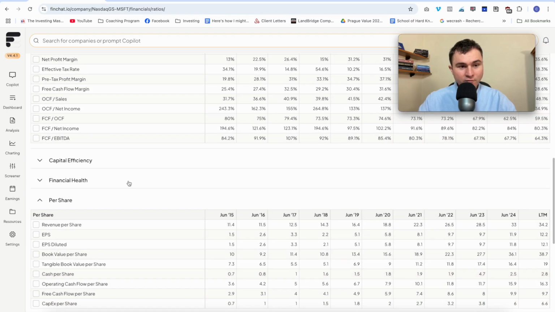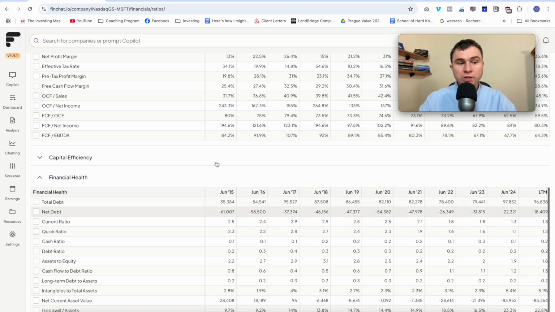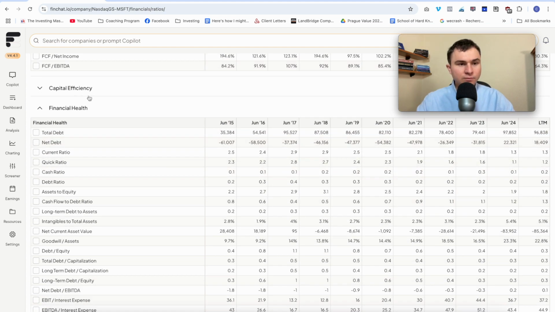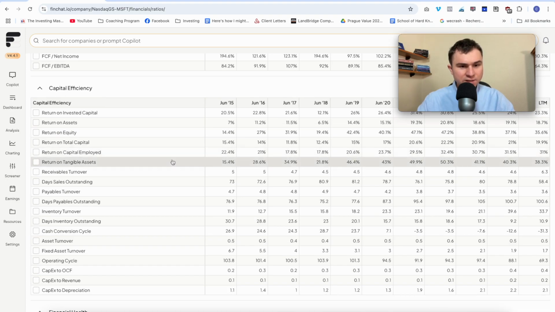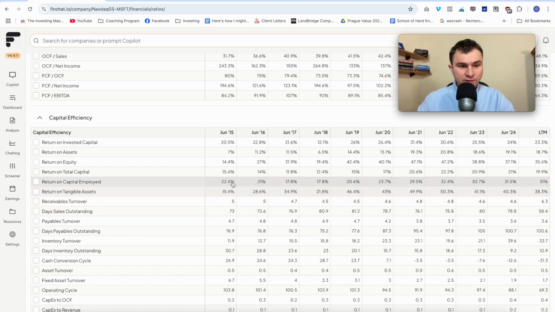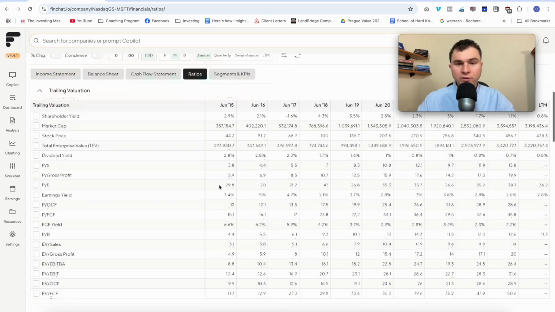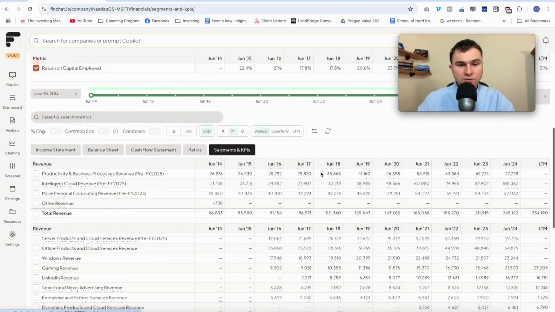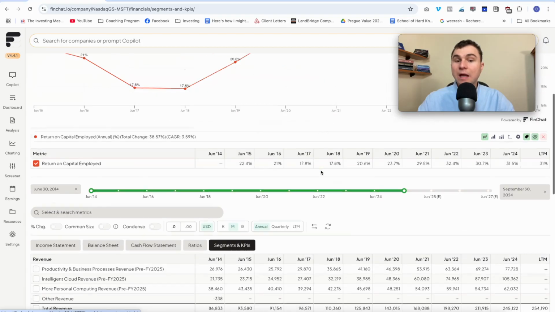Dividends, financial health, so the current ratio, to check the short-term financial health, the capital efficiency, so the return on invested capital over time. That's it. You have it. And if you click on this one, oh no, you have nothing. So that's it. And you have the segments and KPIs. So different segments, different KPIs for the business.